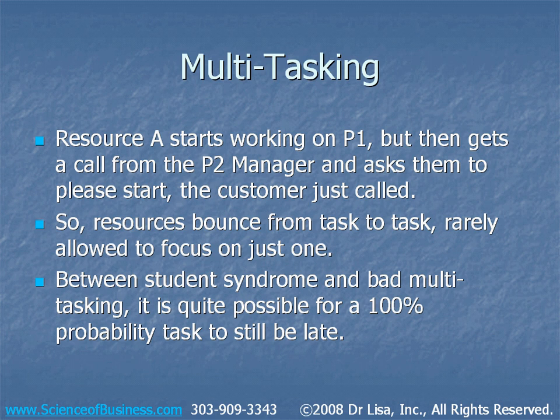So let's talk about multitasking. Let's say that resource A starts working on project 1, but then gets a call from the project 2 manager and asks them to please start because the customer has just called. Now, doesn't this sound familiar? What happens many times is resources end up having to bounce from task to task, rarely being allowed to focus on just one. So between student syndrome, not starting right away, and this bad multitasking, it is quite possible for a 100% probability task to still be late.